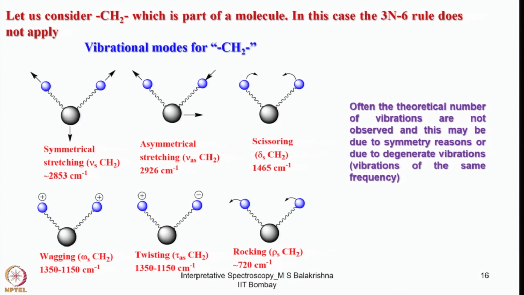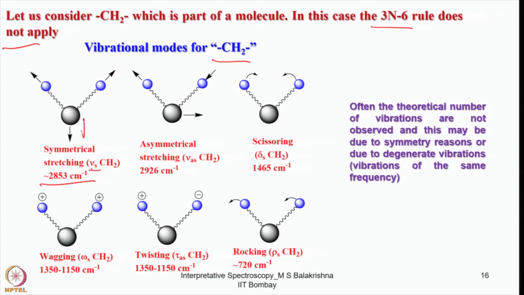Now let us consider a CH2 which is part of a molecule. For example, if you consider ethanol, propanol or any aliphatic molecules where we have CH2, in this case the 3n minus 6 rule does not apply. Then we have to see what the possible vibrational modes for CH2 are. One is symmetrical stretching, which you can see in most molecules around 2853 centimeter minus 1, designated as nu s CH2. And then similarly we have asymmetrical stretching.